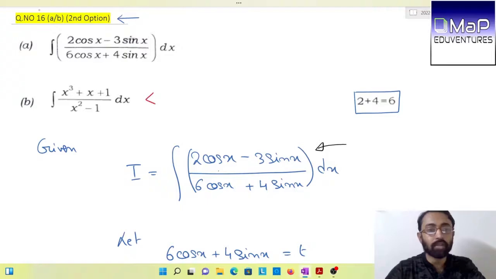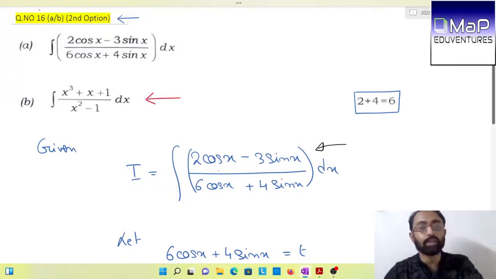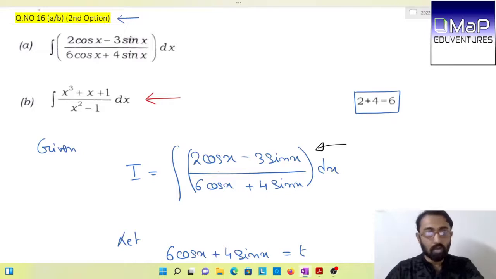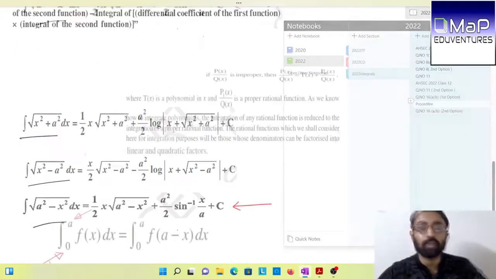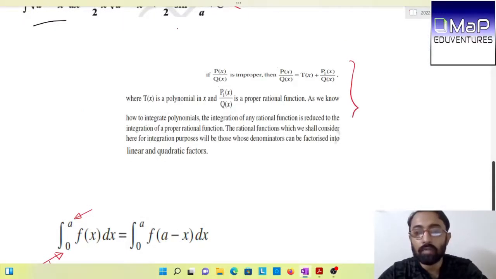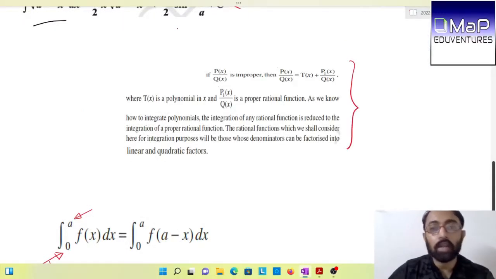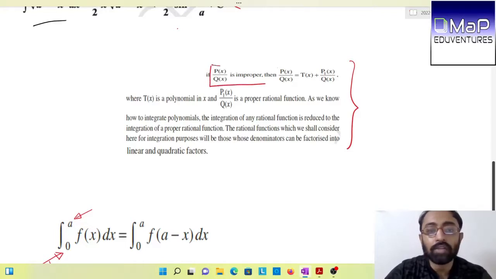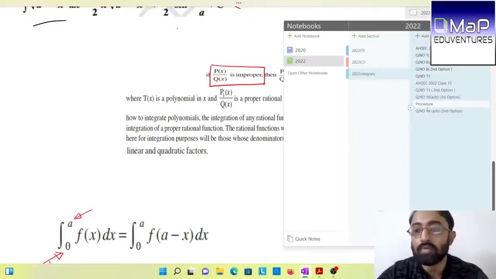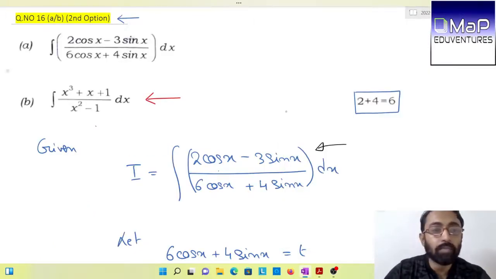Okay, so our next question is integration of x cube plus x plus 1 divided by x square minus 1. Alright, so what will we do? Now again let us go to the procedure, here we will get all the information. What is given? If you have an improper rational fraction. Now we have an improper one. So if I observe, we have x cube plus x plus 1 divided by x square minus 1.